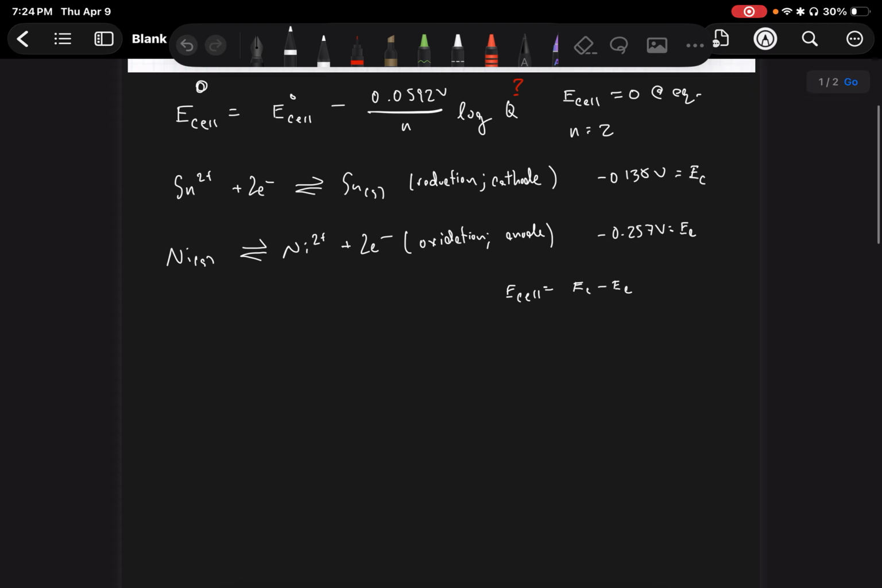Okay, so E cathode is negative 0.138 volts, minus negative 0.257 volts. Now, what does the calculator say this is equal to?